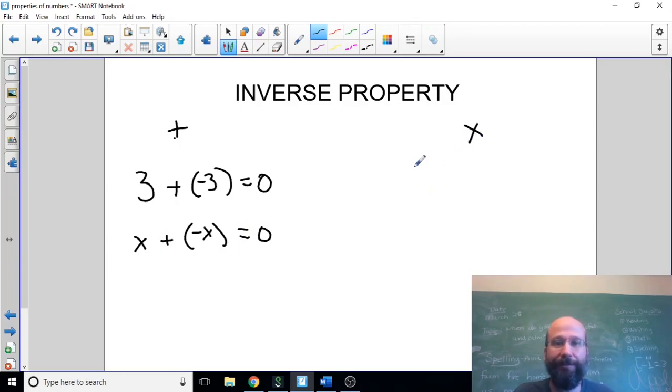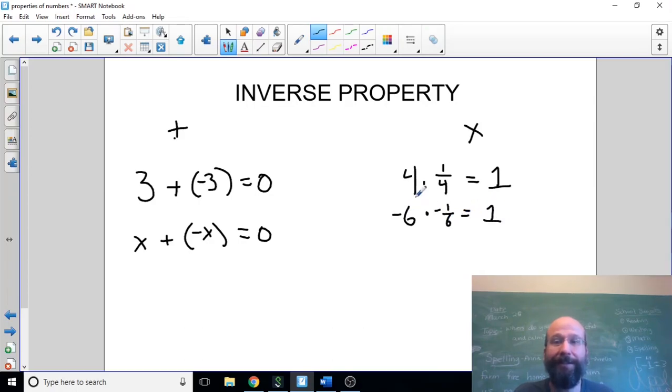With multiplication, you multiply by the inverse. The inverse of 4 is 1 over 4. And you get 1. The inverse of negative 6 is negative 1 over 6.